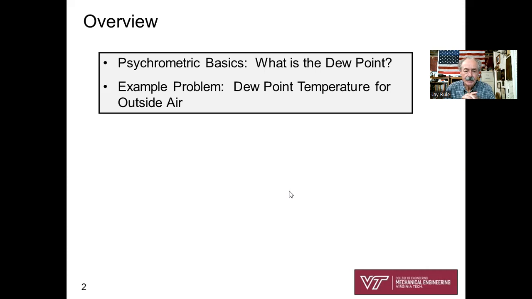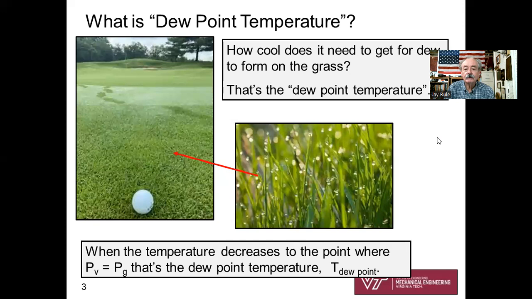Here's what we'll cover: some of the basics about what the dew point is and what it means. And then finally, we'll show you a worked out example problem for determining the dew point temperature for outside air. How cool does it need to get for dew to form on the grass? You're going to be able to determine that, and that's called the dew point temperature.